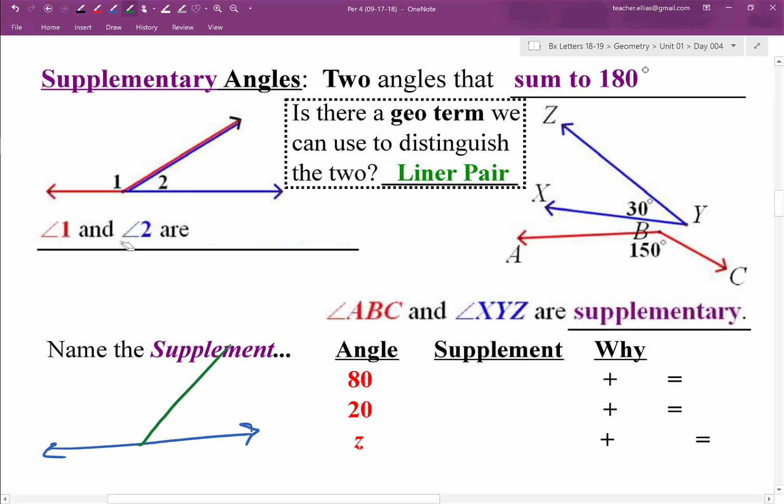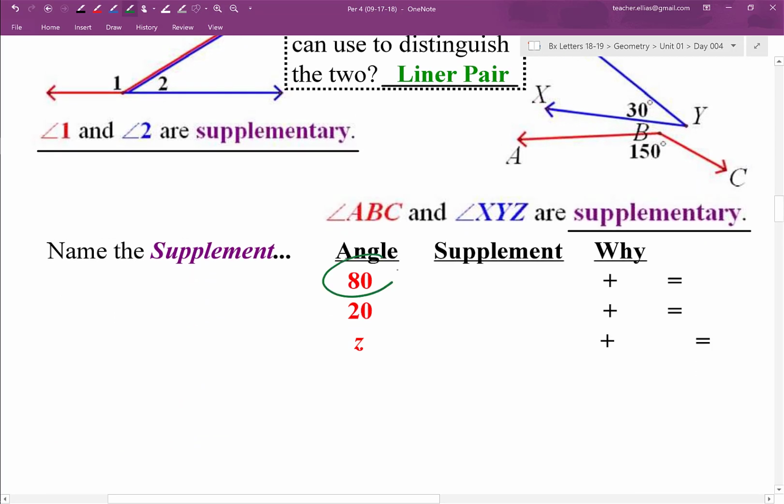What do you notice about angle 1 and angle 2? Good, they're not equal, they add up to 180. What's that called? Supplementary. Okay. If you have an 80-degree angle, what's the supplement? 100. Why? 100 plus 80 is 180. The two angles added together have to equal 180. All right, if you have an angle of 20, what's the supplement? 160, because 160 plus 20 equals 180.